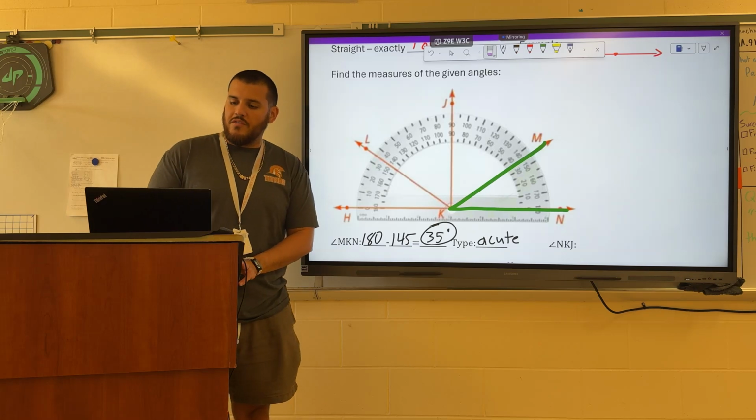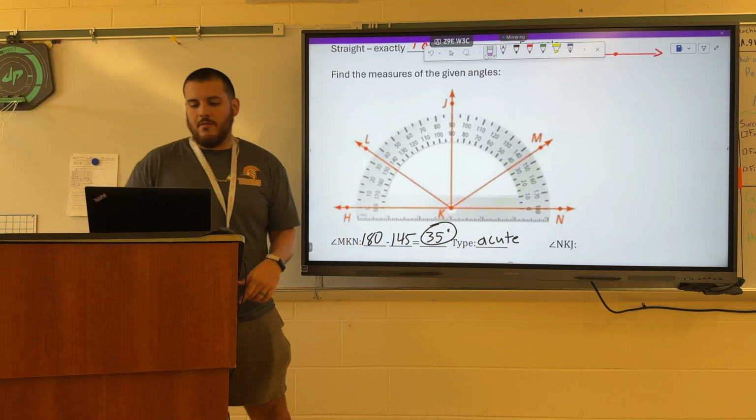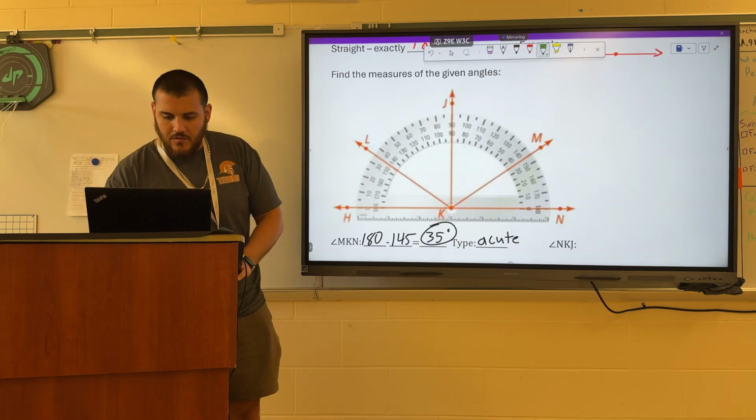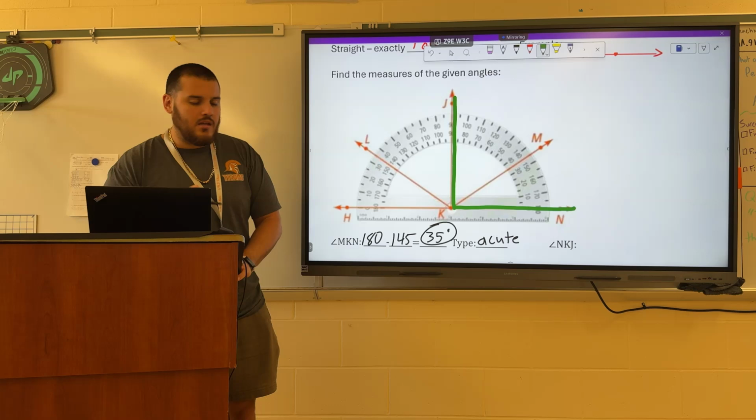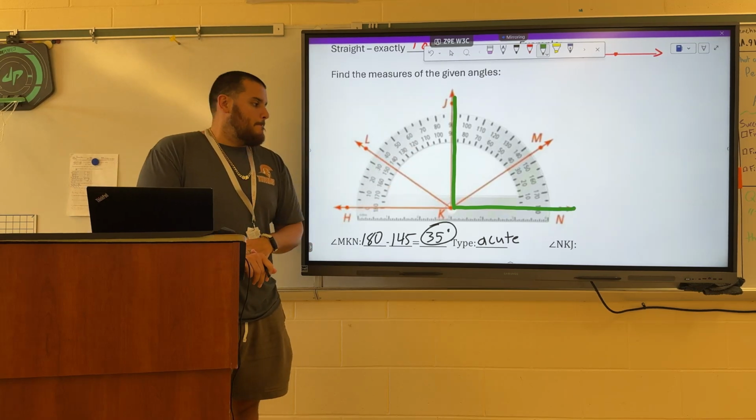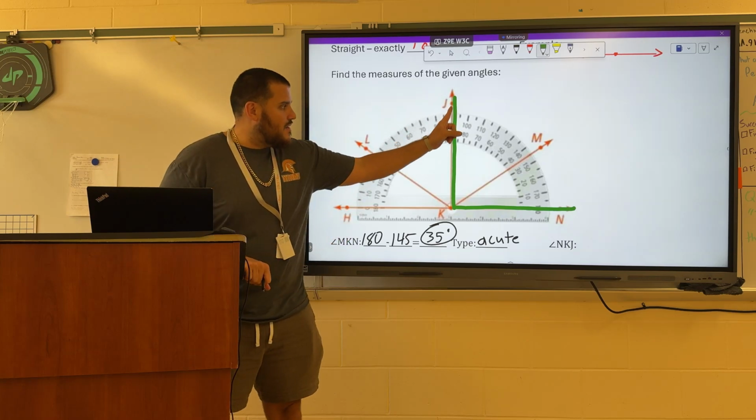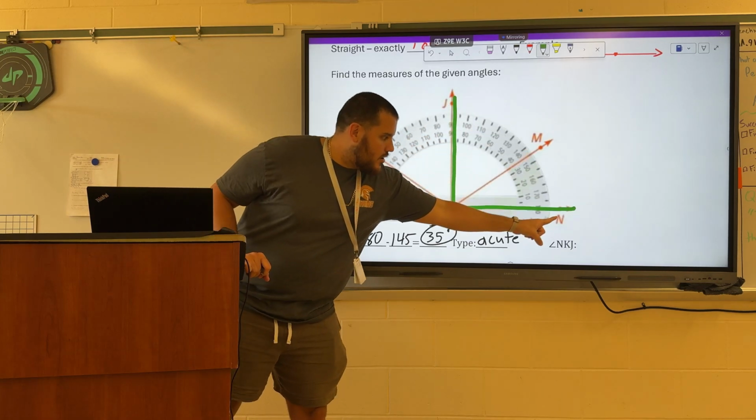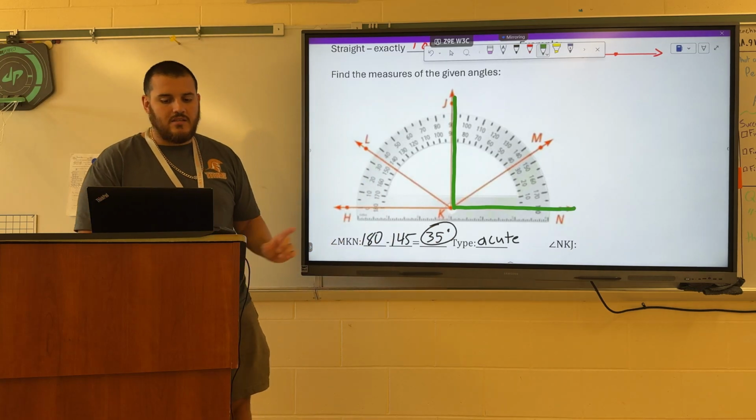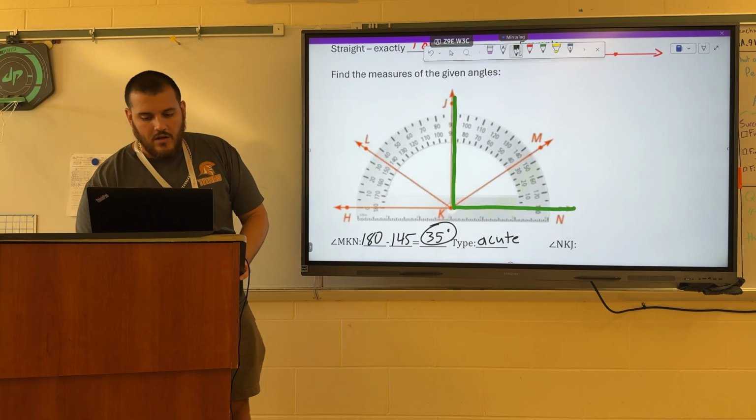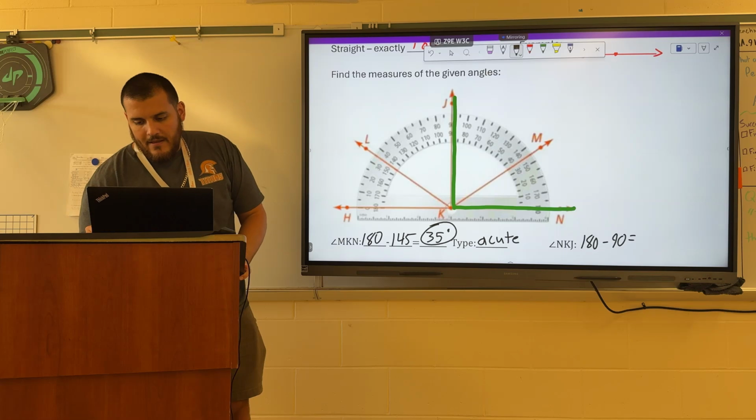I'll do one more here with you. We'll go over that angle NKJ. Again, tracing it can help me find the angle on the protractor. So from N to K to J would be this angle. And then again, I'm going to look at my outside set of numbers to see where they cross. The outside here crosses at 90, over here crosses at 180. So side KJ at 90, side KN at 180. Again, we're going to do the large value minus the small value. That's 90 degrees. That is a right angle.